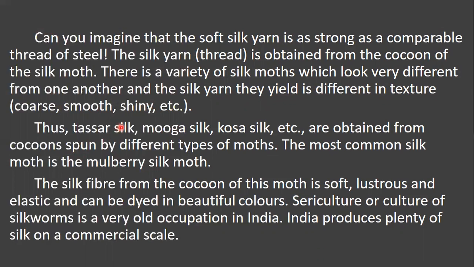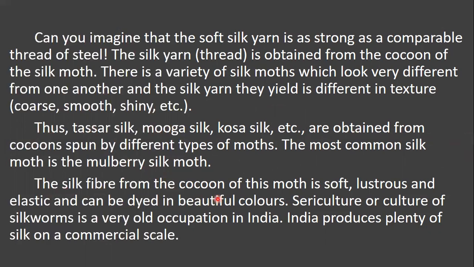Thus tassar silk, muga silk, kosa silk, etc., are obtained from the cocoons spun by different types of moths. See children, these are different types of silks obtained from cocoons spun by different types of silk moths. And the most common silk moth is the Malabari silk moth.